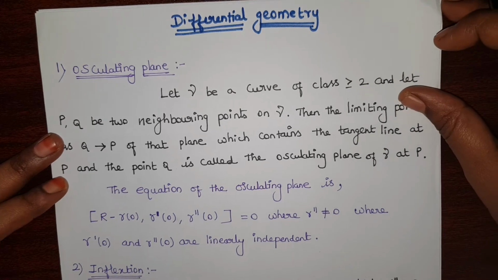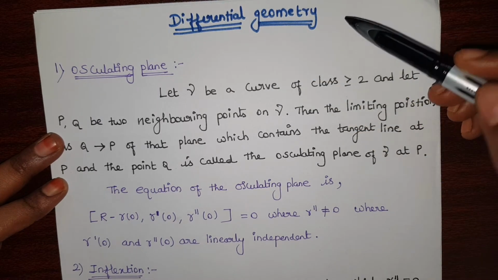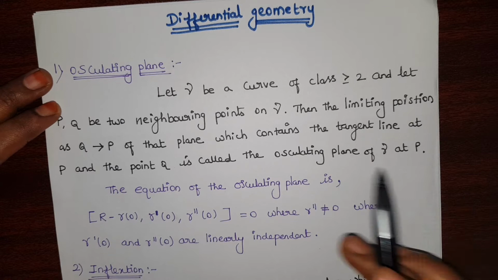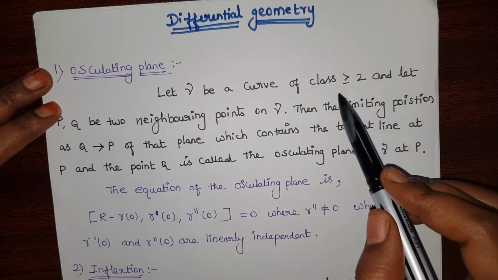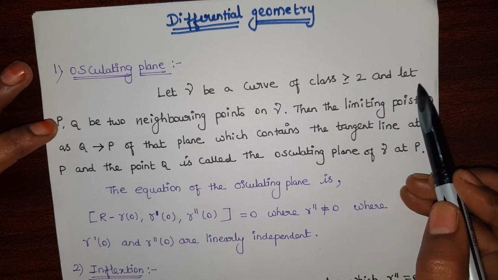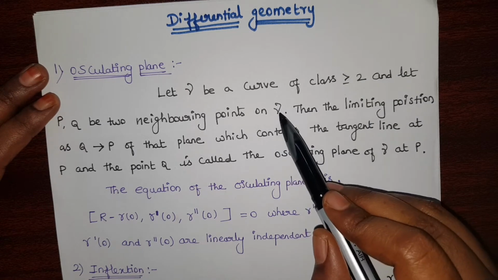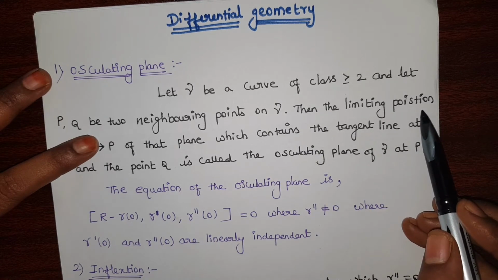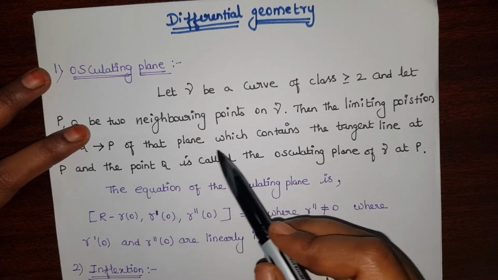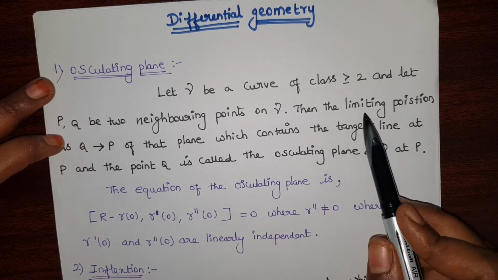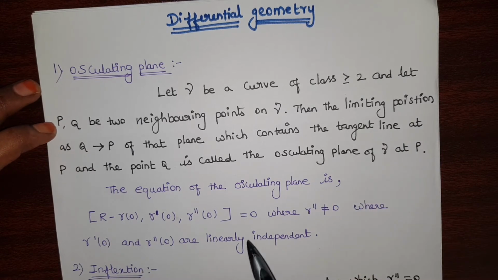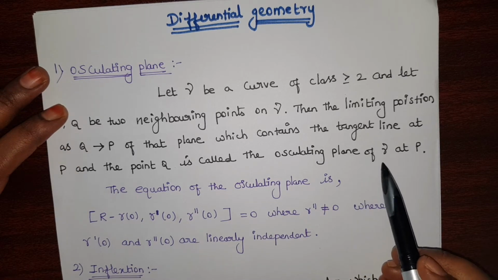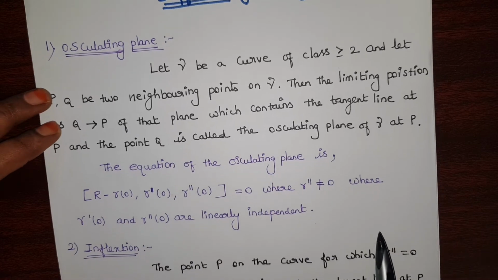In this video, we are going to see about the oscillating plane in differential geometry. First, we see the definition of the oscillating plane. Let gamma be a curve of class greater than or equal to 2, and let P, Q be two neighboring points on the curve gamma. Then the limiting position, as Q tends to P, of the plane containing the tangent line is called the oscillating plane of gamma at P. Limiting position means the plane should contain the tangent line at the point P. This is the definition of the oscillating plane.